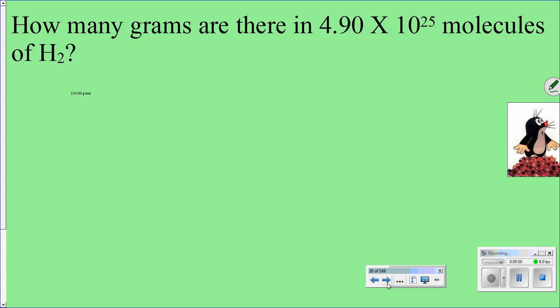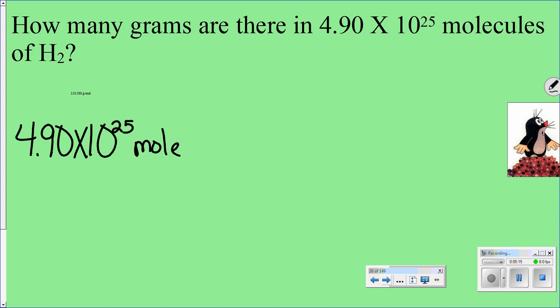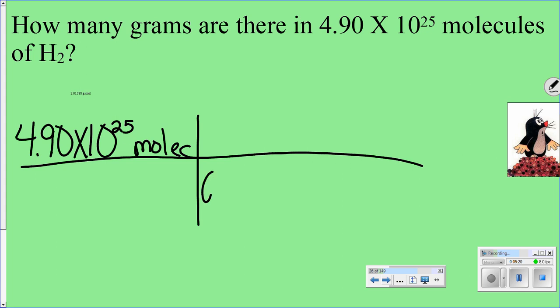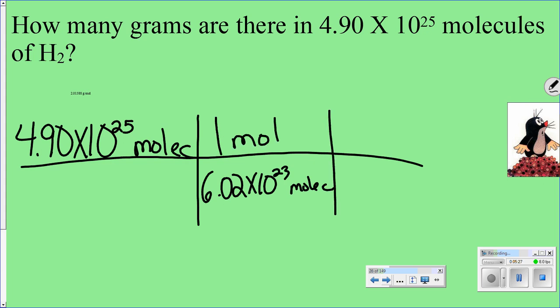How many grams are there in 4.9 times 10 to the 25th molecules of H2? So we're going to start by putting down our starting amount. This time, the first thing we want to get rid of is molecules, so we're going to put molecules on the bottom. That's how many molecules we have in 1 mole. Now, in order to make this go into grams, we have to change moles into grams. So we need a gram per mole mass.